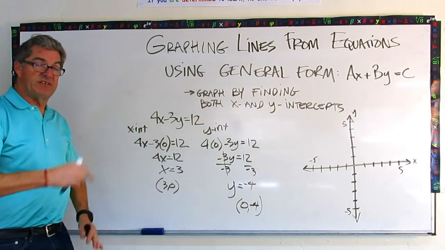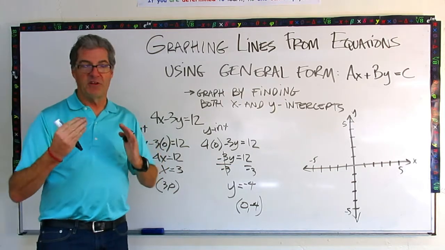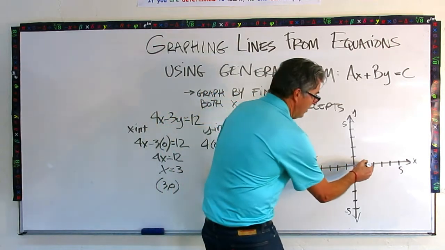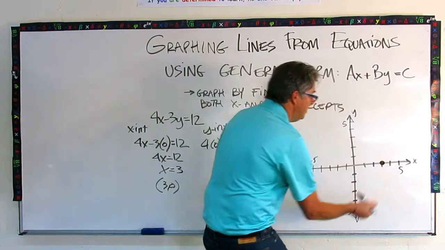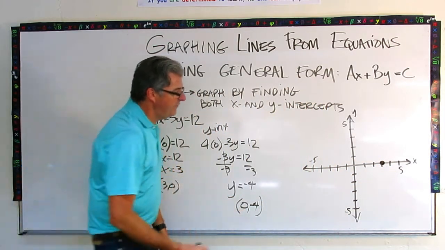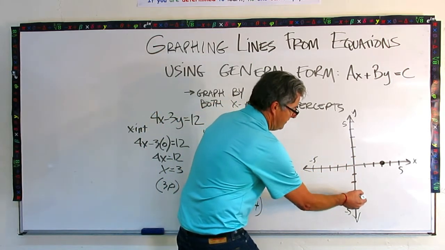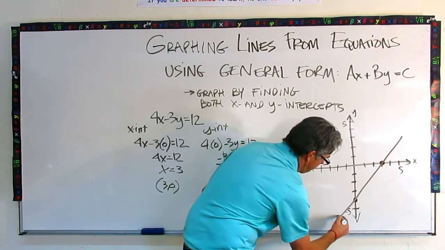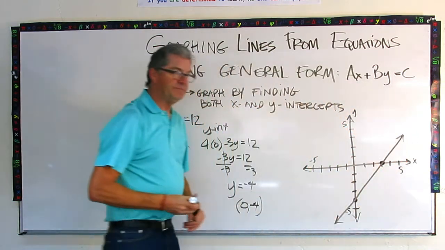Now I have 2 points. Whenever you have 2 points, you can graph your line. Let's graph them. (3, 0). That's the point. 1, 2, 3, 0, right there. And then (0, negative 4), it's 0, 1, 2, 3, 4, negative 4, right there. So our line goes something like that.